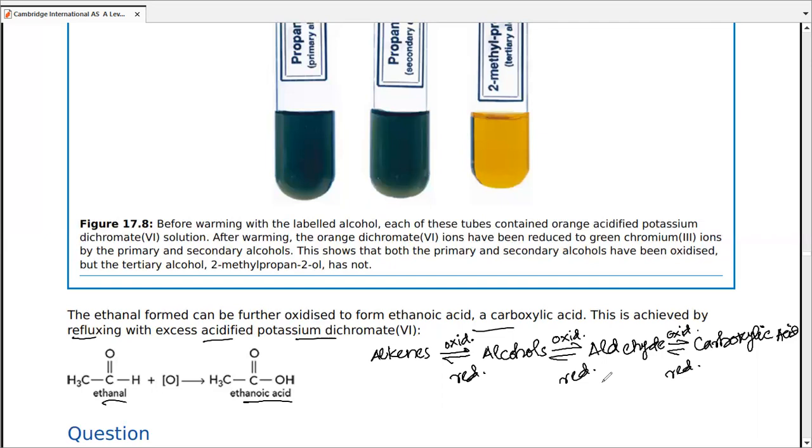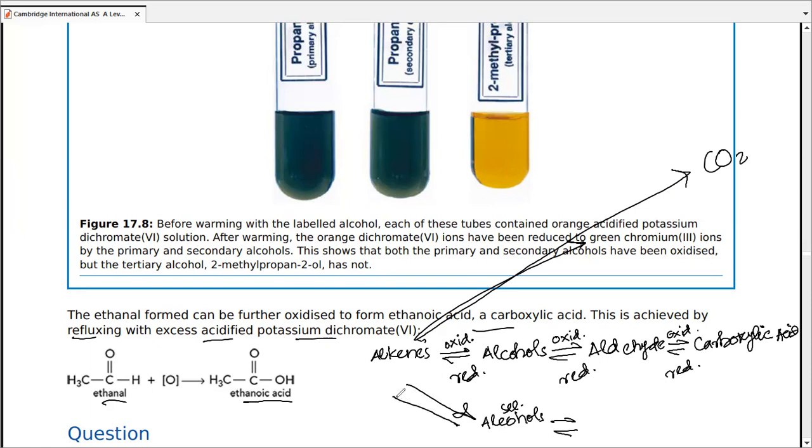Now, keep in mind that alkenes were capable of being oxidized directly to carbon dioxide as well. Alkenes were capable of being converted into alcohols, specifically if we're talking about secondary alcohols, and those can be converted into ketones, right? Okay, so there are other possibilities as well.